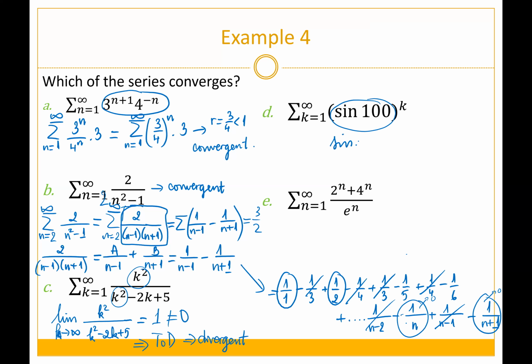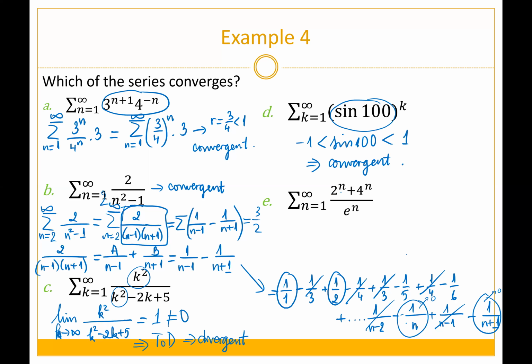Sine 100, regardless of what its value is, is always between -1 and 1. And I know that the equal sign is not here. Sine 100 is definitely not 1 or -1. Therefore, this is a convergent series by the geometric series test.